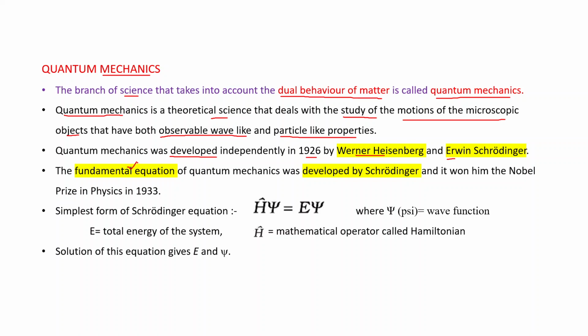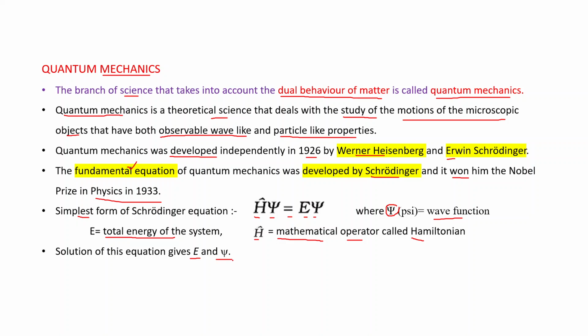The fundamental equation of quantum mechanics was developed by Schrödinger, and it won him the Nobel Prize in Physics in 1933. The simplest form of the Schrödinger equation is Hψ = Eψ. Here ψ is the wave function, E is the total energy of the system, and H is a mathematical operator called the Hamiltonian operator. Solution of this equation gives E and ψ.